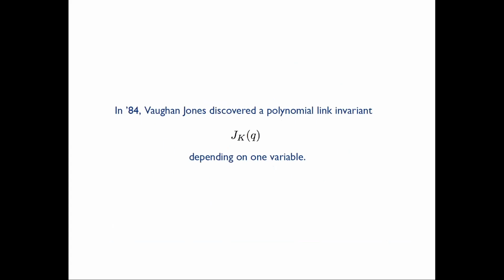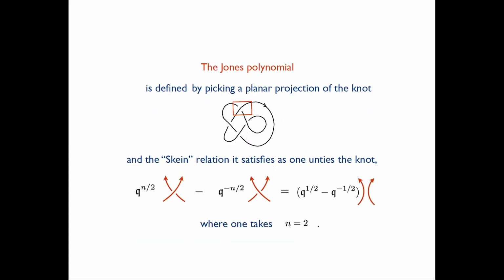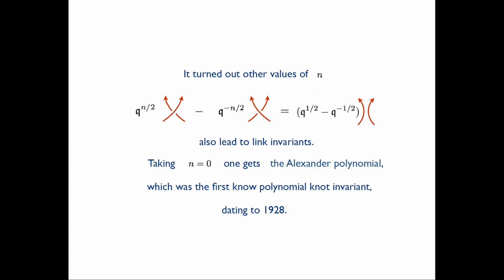In '84, Vaughan Jones discovered a polynomial link invariant depending on 1 variable. The Jones polynomial is defined by picking a planar projection of the knot and a skein relation that it satisfies as you untie the knot, where here you take n equal to 2 to get the Jones polynomial. It turned out that other values of n also give knot invariants. In particular, setting n equal to 0, you get the Alexander polynomial, which is the first known polynomial link invariant that actually dates back to 1928.